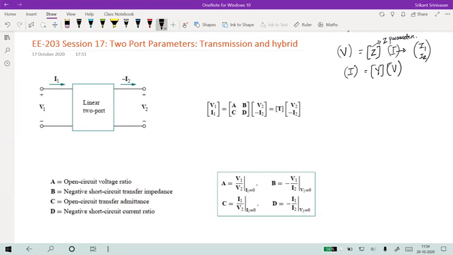Now, what we are going to do is look at another set of parameters called transmission parameters. So let's start with the transmission first. And as the name suggests, the transmission parameters determine how the input is transmitted to the output. In this case, you can think of port 1 as the input. So you have V1 applied to the input and there's a current I1 flowing in. And on the output side, you have a voltage V2 and there's a current I2 flowing out.